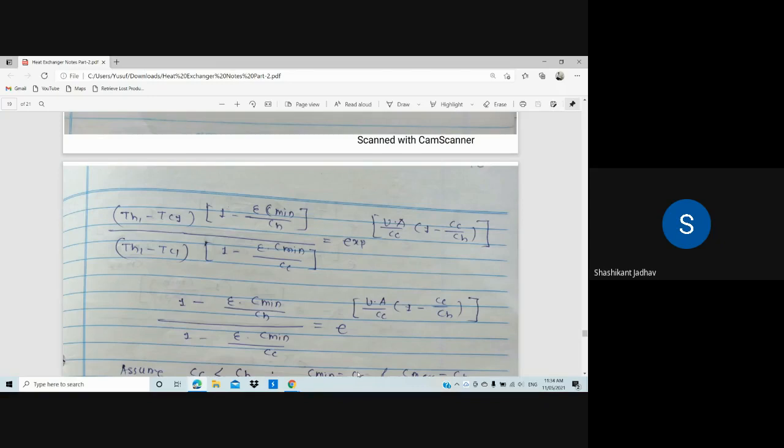In the bracket, we get the value as 1 minus epsilon into C minimum divided by Ch. Okay. And at the denominator, same we have taken as a common, that is Th1 minus Tc1. And by taking the common as Th1 minus Tc1, we get the equation as 1 minus epsilon into C minimum divided by Cc. Okay. And right hand side is same, that is e raised to u into A divided by Cc into bracket 1 minus Cc upon Ch. Okay. So we have to take the common Th1 minus Tc1.